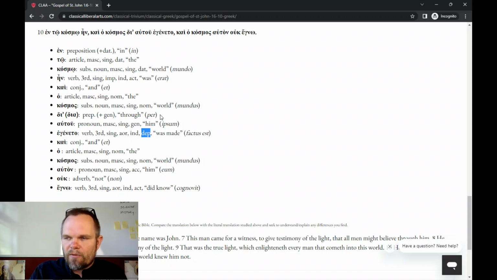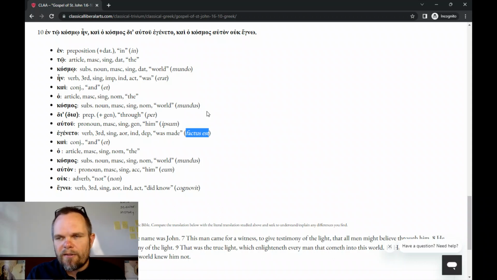And that's why St. Jerome translated it as factus est. Again, we have the translation work of St. Jerome to help us. So that's a good little controversy to get into there, seeing a verb used in two different ways. But I don't want to dig into that too much. So let's just keep going. It's translated was made. So the world was made di' autou, through him.